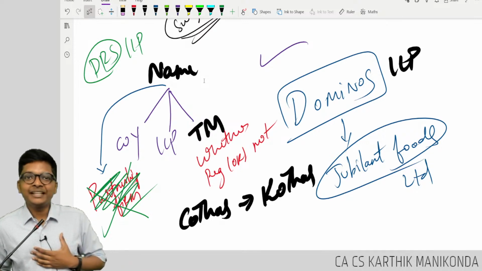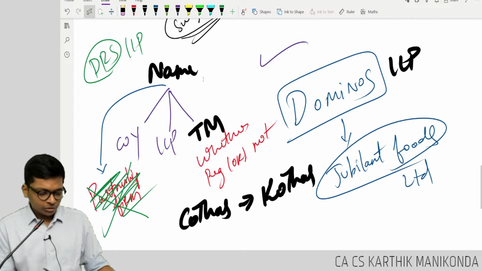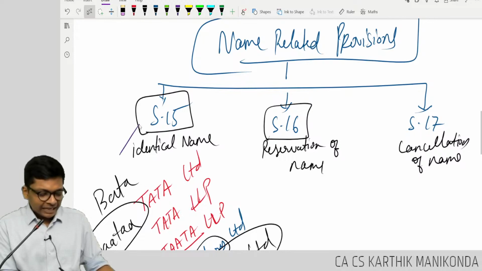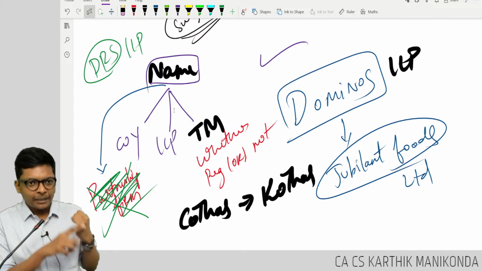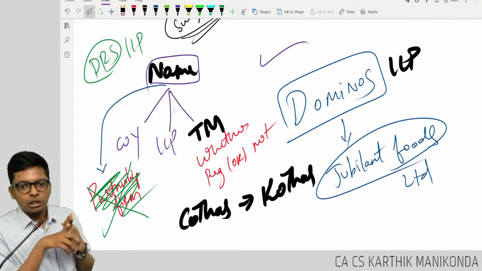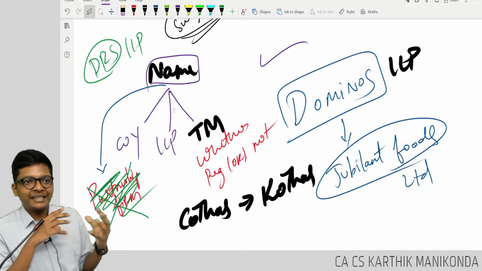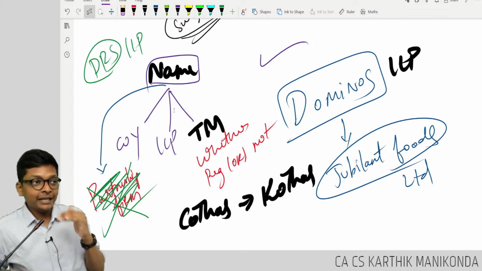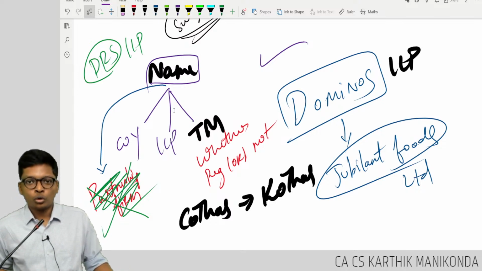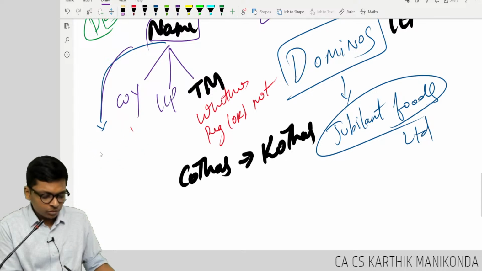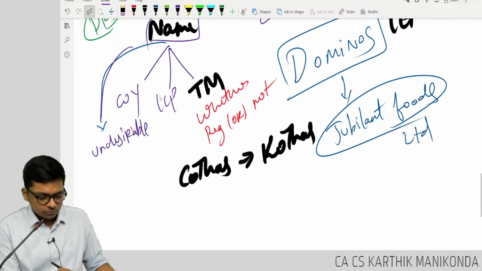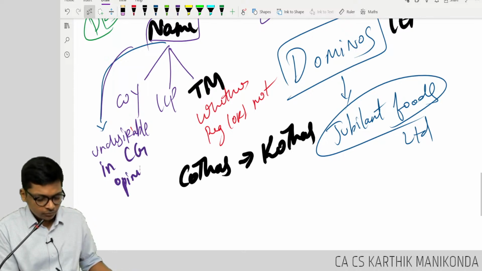Done? Clear? Okay. So this is the name related provision. We are done with identical name. So, sir, what to remember for exam? My name should not be identical to existing company, LLP, trademark, registered or not. Sir, can I start a company like India Down LLP? No. So any other name apart from this, one more arrow, instead of partnership you can write down: name is not allowed if it is undesirable in the opinion of the central government.